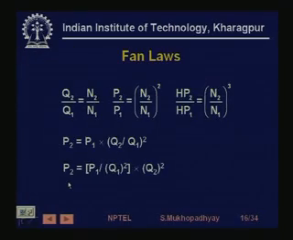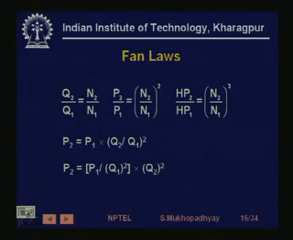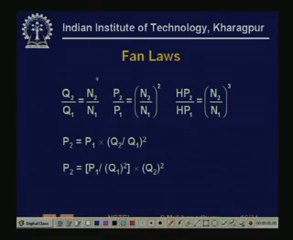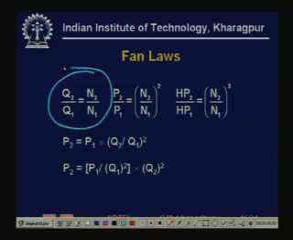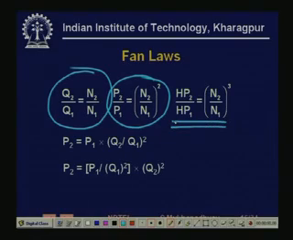Now, before we discuss that, we need to understand what are known as the fan laws. So, what are the fan laws? The fan laws say that in a fan, roughly, Q2 by Q1 equal to N2 by N1. If you change the speed, the curve shifts in such a manner that on the Q axis you are going to get proportional changes, and P2 by P1 equal to N2 by N1 square. So, the horsepower is going to vary as N2 by N1 cube.